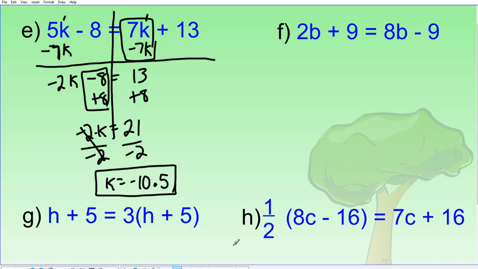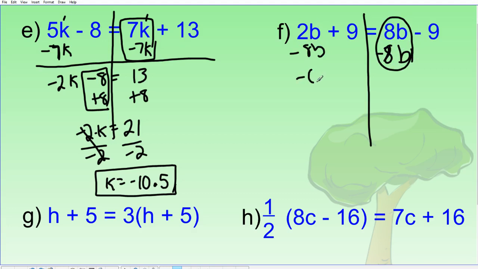Okie dokie. Letter F. So here, I'm again not going to distribute, because there are no parentheses. I am not going to combine like terms, because there's nothing I can combine here. I am going to get rid of the variable on the right. So I'm going to subtract 8b on both sides to cancel out this positive 8b. So 2b minus 8b is negative 6b.